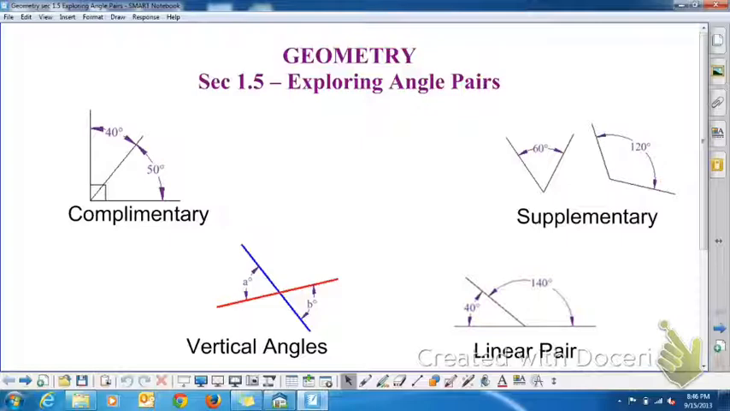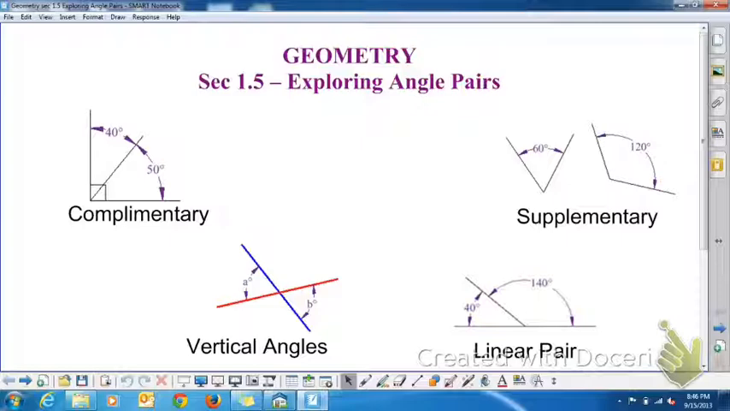Welcome to Geometry, Section 1.5, Exploring Angle Pairs. In this lesson, we're going to talk about different pairs of angles that are formed. Complementary angles, which together equal 90 degrees. Supplementary angles, a pair of angles that together equal 180 degrees.